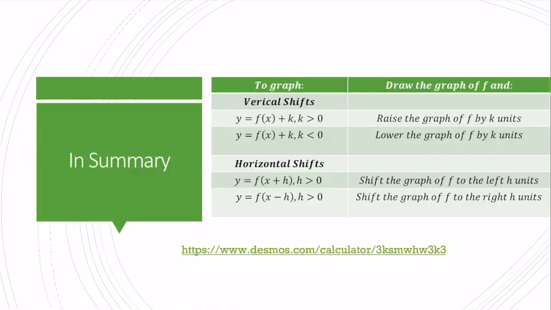So here's kind of a summary of all the shifts, right? If I add a positive, when k is greater than 0, this is going to shift my graph up. If I subtract, so I add a number that's less than 0, that's going to shift my graph down. If I add on the inside, that's going to shift it to the left. If I subtract, that's going to shift my graph to the right. And if you want to, you can explore this interactive graph shift example on Desmos.